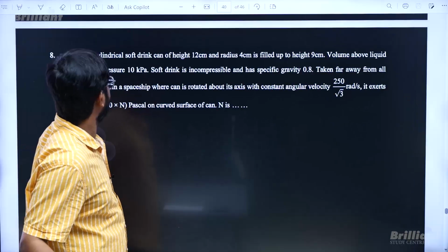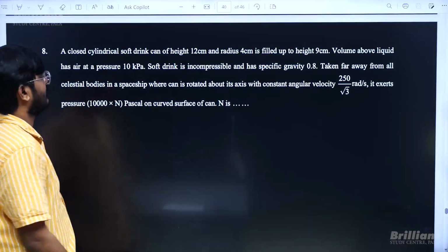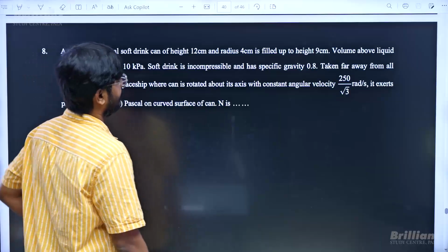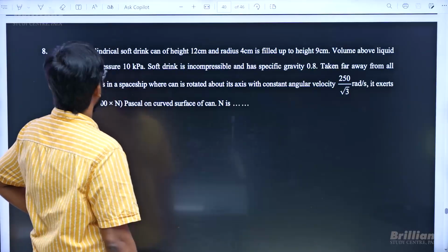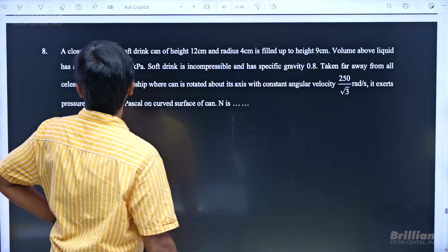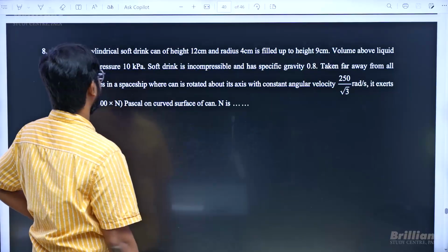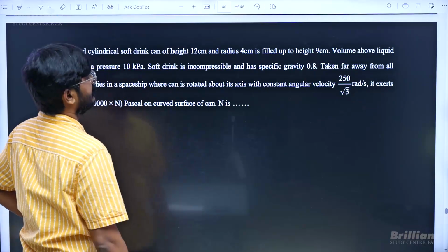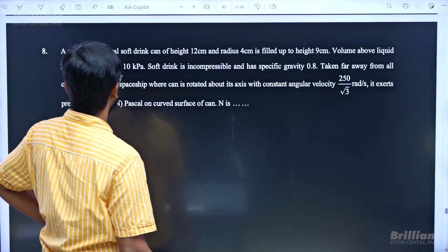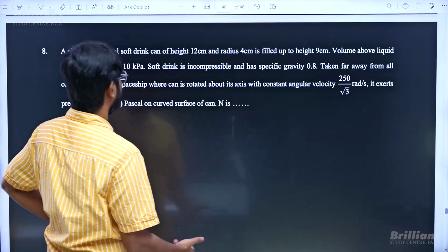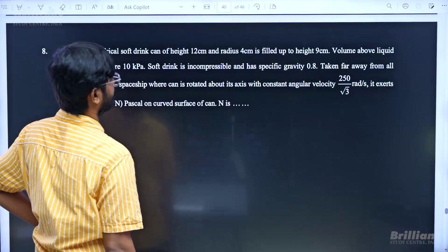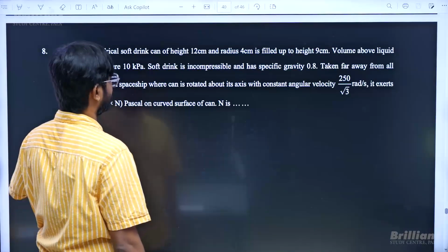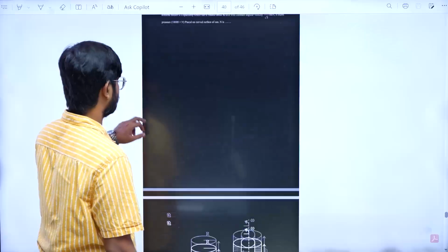A closed cylindrical soft drink can of height 12 cm and radius 4 cm is filled up to a height of 9 cm. The volume above the liquid has air at a pressure of 10 kilopascal. The soft drink is incompressible and has a specific gravity of 0.8 (pointed). It is taken far away from celestial bodies, that is, acceleration due to gravity is not there. The can is rotated about its axis with a constant angular velocity, and the liquid exerts a pressure on the curved surface. How much is that?